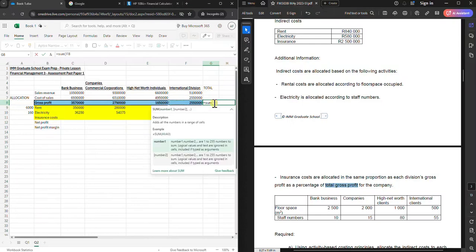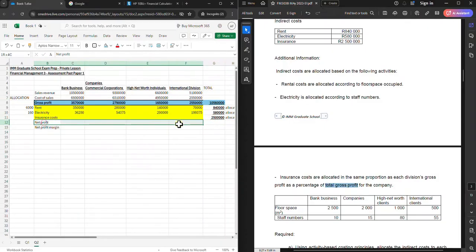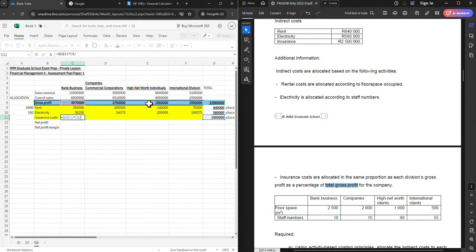Sum up all of this. Okay, there's the total. Make sense? Yeah. Okay, so my net profits, wrong line, sorry, my insurance costs is an allocation of the gross profits, the total, but each business makes a share of it. So to get the insurance costs, I'm going to take this 2.5 million and I need to allocate it based on its gross profit share of the total.